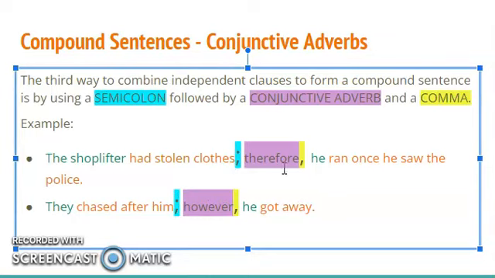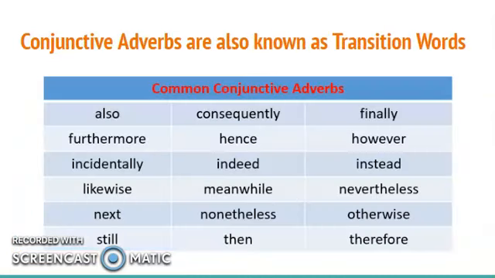If you miss one little piece of punctuation, the whole sentence becomes wrong. So it's super important that you memorize the different rules when writing compound sentences. And here is a list of common conjunctive adverbs, which we also know as transitional words.